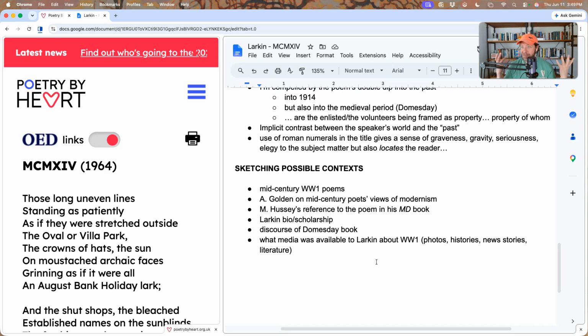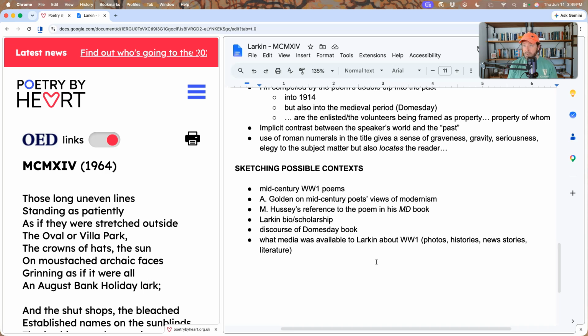And of course, I'm an academic, so I'm going to be curious about Larkin's biography and other scholarship in Larkin studies. And what about 20th century discourses of the Doomsday Book? I'm curious where else that shows up, not just in literature, but maybe in other references in the popular and public imagination. And then lastly, I'm curious what media would have been available to Larkin about World War One. When would he have come across photos? Was he reading histories? Were there contemporary news stories that might have sparked his imagination?